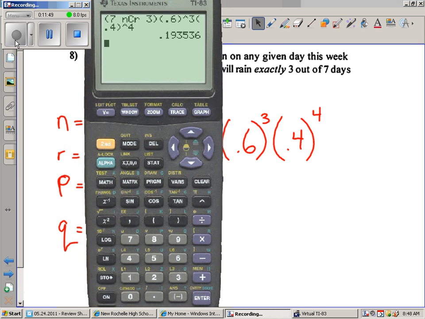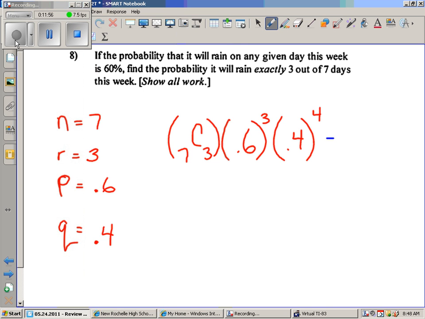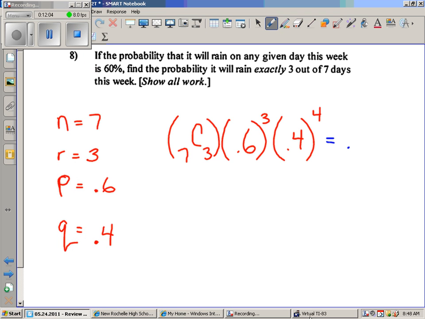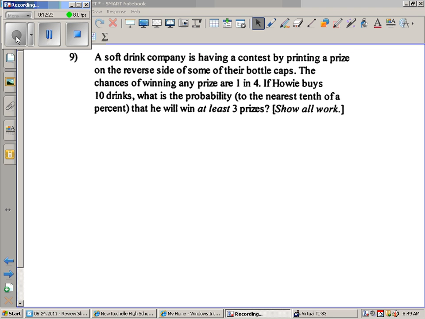Okay. So we punched it in. That's our probability. You could leave that as a decimal if you want to. You could convert it to a fraction if you like that better, but both are completely fine. 1935, 36. Guys, you're looking at that decimal. Tell me, what percentage is that? Yeah, basically, there's like a 20% chance it's going to rain exactly 3 out of 7 days.